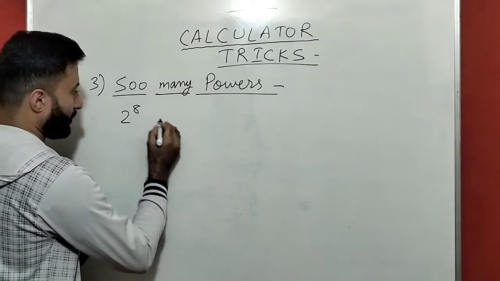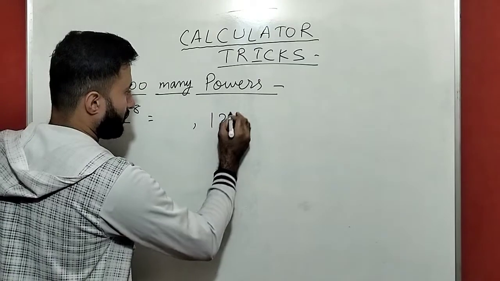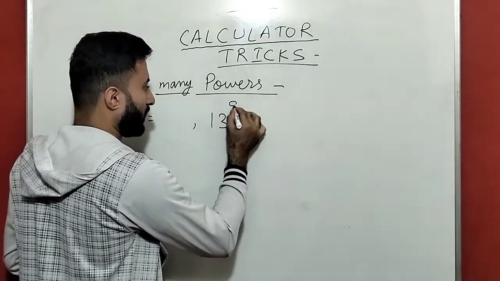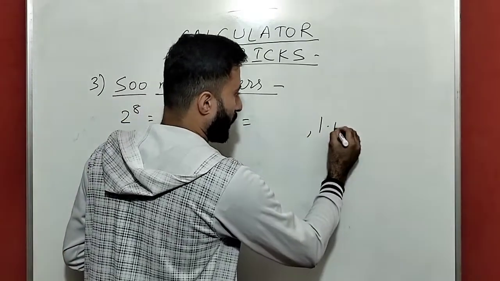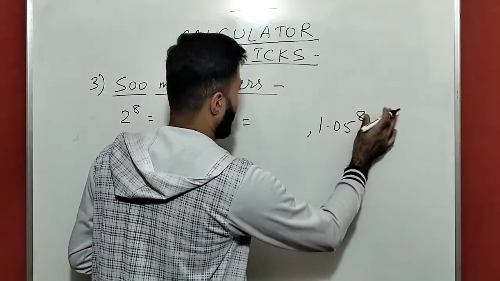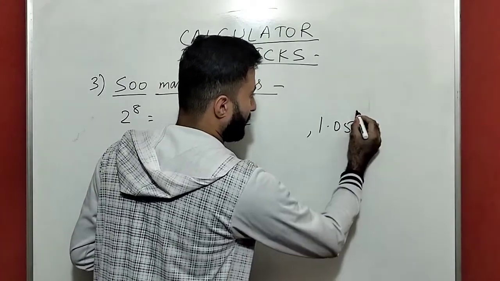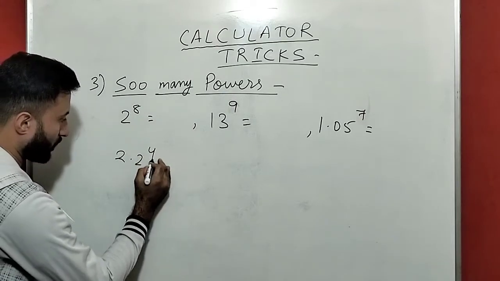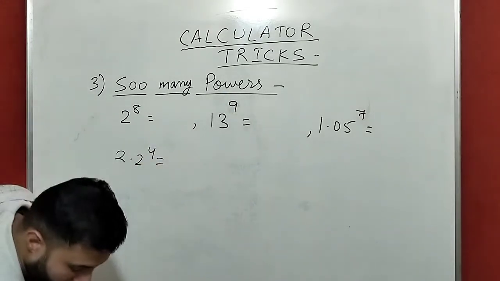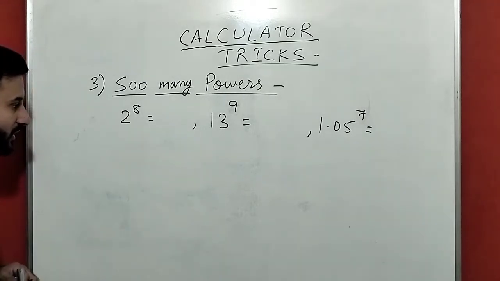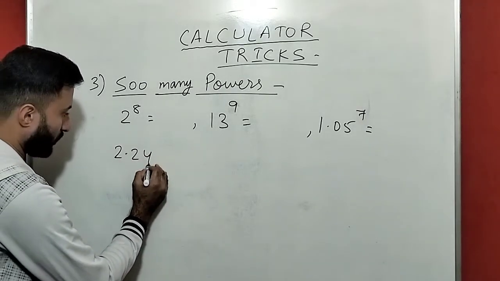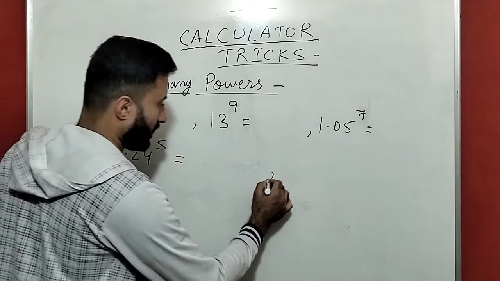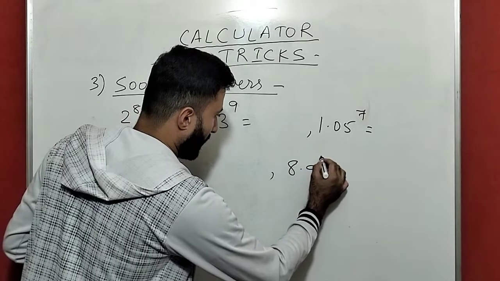2 power 8. Okay. 13 power 9. Whatever you want you can take. 1.05 power 8, okay, 8 I have already taken. 1.05 power 7. Anything you can take. 2.24 power 5. Anything you can take. You can take 8.9 power 6.